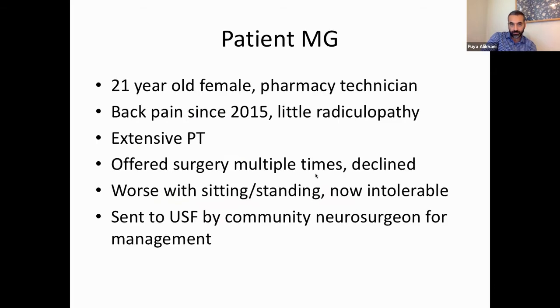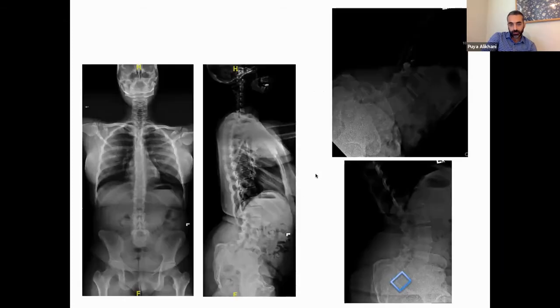So my patient is a 21-year-old female. She is a pharmacy technician. She has had back pain since 2015. She has little radiculopathy and is mostly back pain. She has had extensive physical therapy and injections. She has been offered multiple surgeries, but she declined them for various reasons. Her pain gets worse with standing and sitting, and now she cannot tolerate her pain. She's not able to stand. She was sent to the university by her community neurosurgeon for the management of her case.